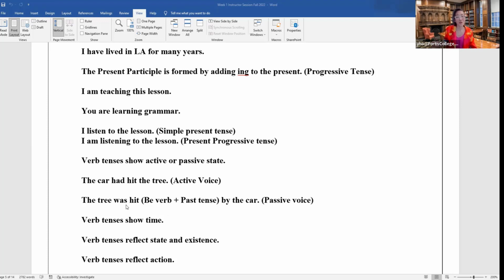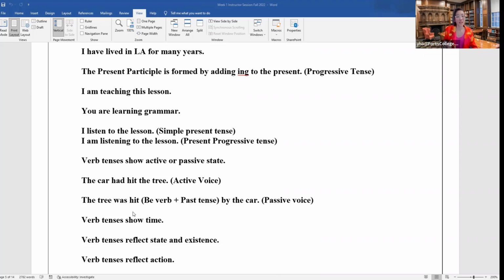And then here you have the tree was hit by the car. And so here, another way of telling if something is passive voice is you have the be verb plus a past participle. So was is a be verb and hit is the past participle. Past tense, was hit. Okay, so every time you have a be verb plus a past participle, that's the way a passive verb tense is formulated. So that's how you could tell on your quiz whether or not the sentence is active or passive voice.